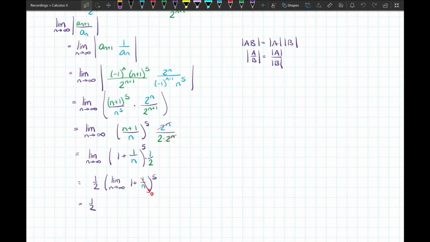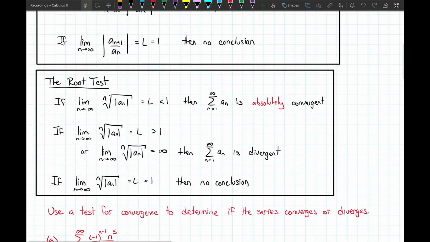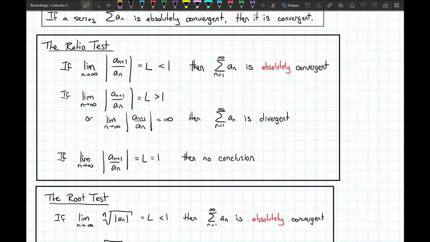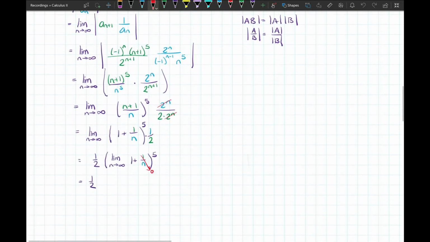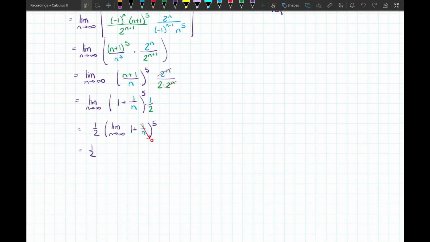That's just 1/2. Now, going back to the different circumstances, we have 3 conditions here, and we will check which of these 3 conditions is true for us. The first hypothesis: if the limit as n goes to infinity is equal to some number L, in this case 1/2, and if that is less than 1, which is true, then we are absolutely convergent. So we can write down our conclusion for this series: by the ratio test, this series is absolutely convergent, and therefore it is also convergent.